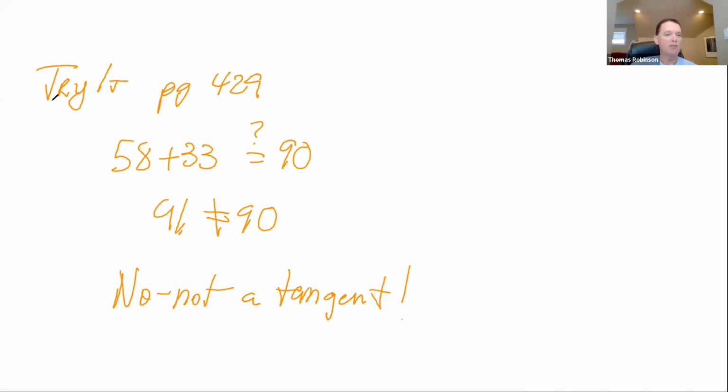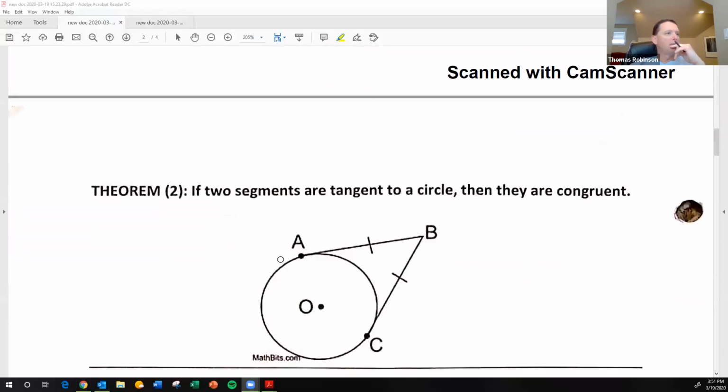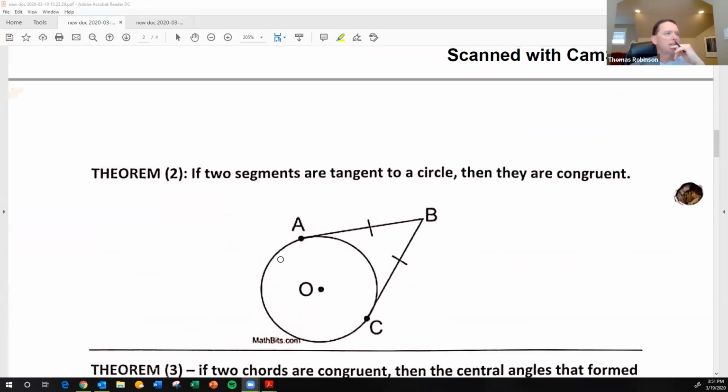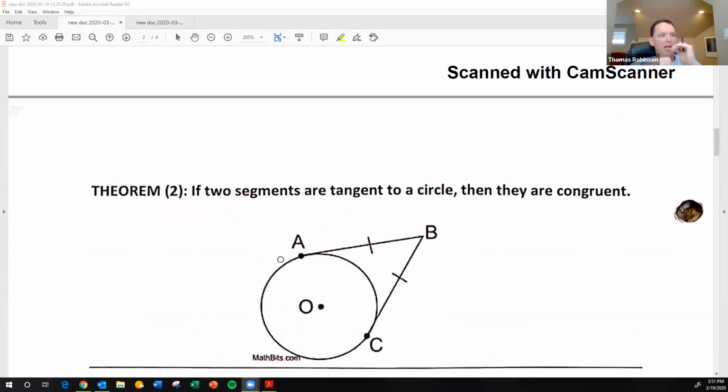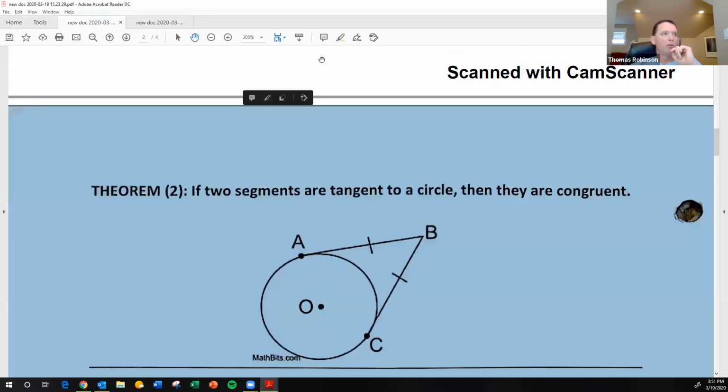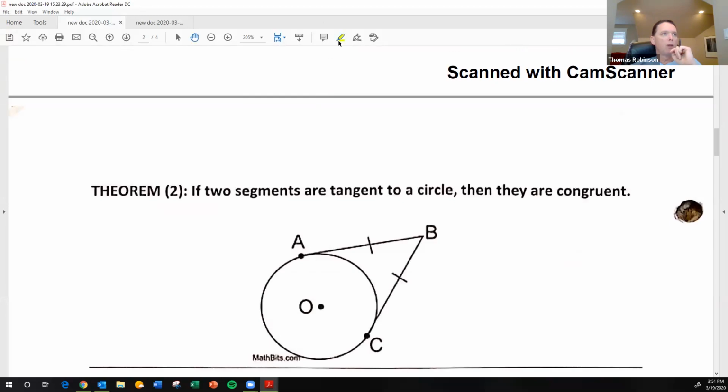So that's fun. Let's look at the next one. Okay, the next one, and I'm going to go back over to the theorem sheet that I have. The next theorem says that if two segments are tangent to a circle, then they're congruent. Notice there's no converse here. We're going to talk about that in just a second. So we have these two segments. Two segments tangent to a circle.